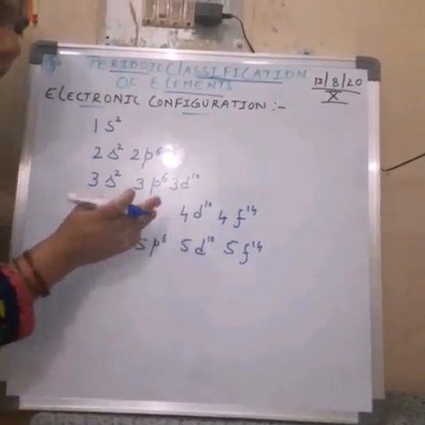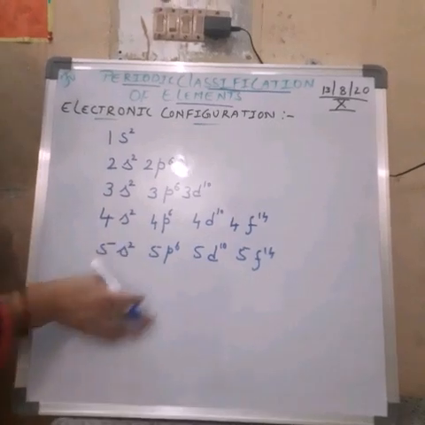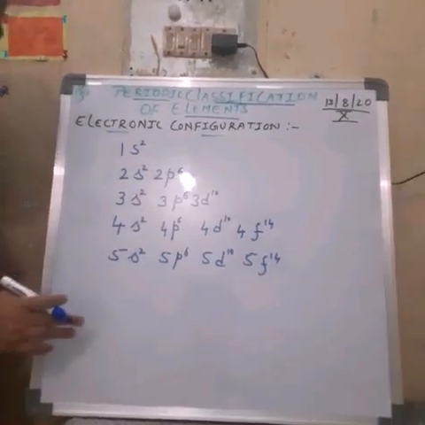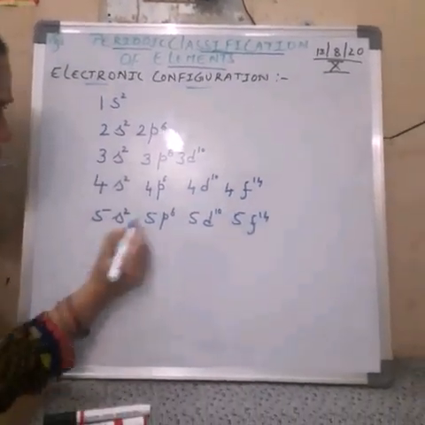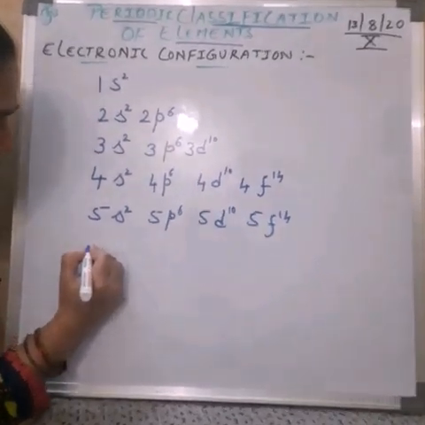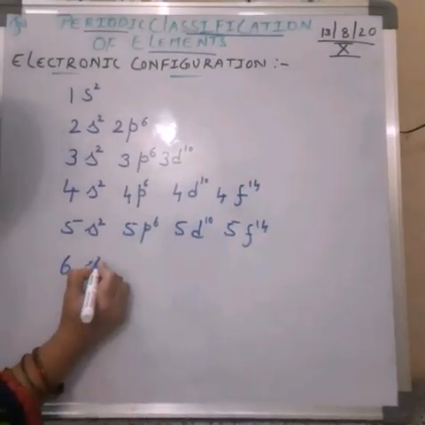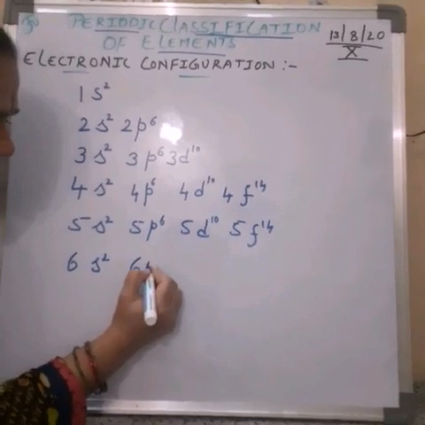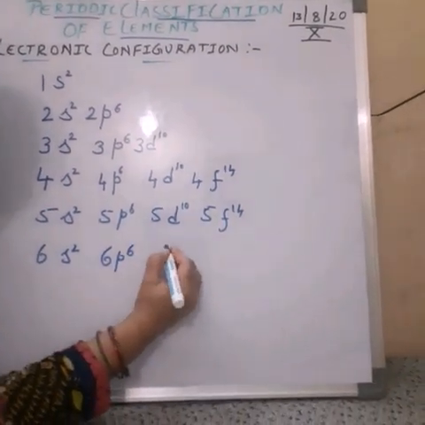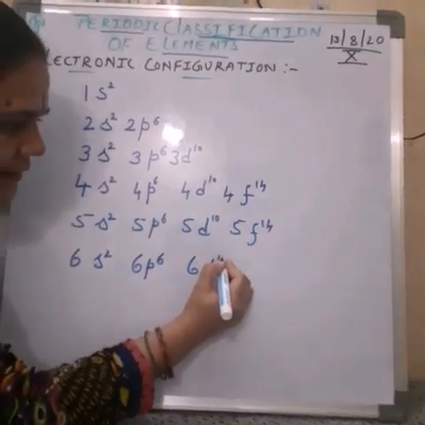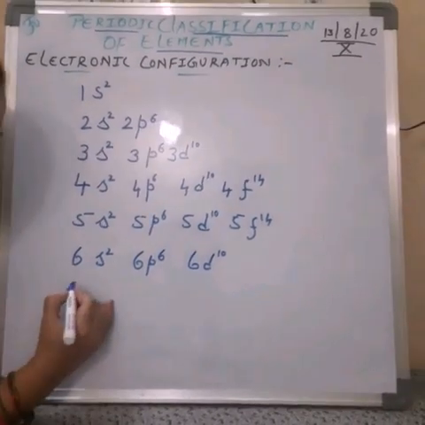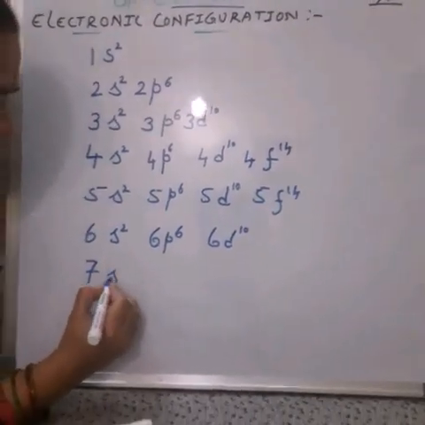As of now, the elements so far discovered could fill only till the F subshell. Similarly, we will not write about it. So 6s2, 6p6 and 6d10. I will not write the rest. Similarly, now let us go to 7.